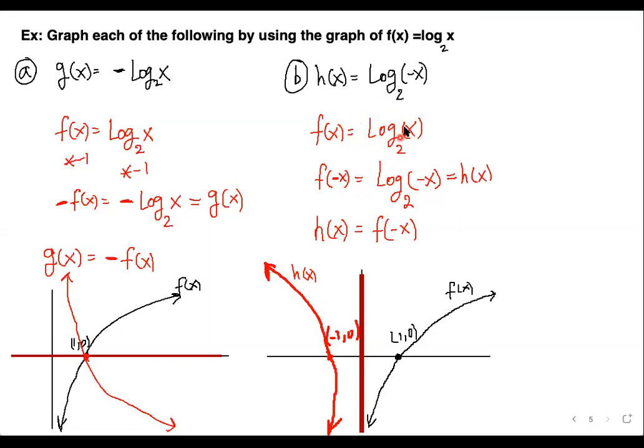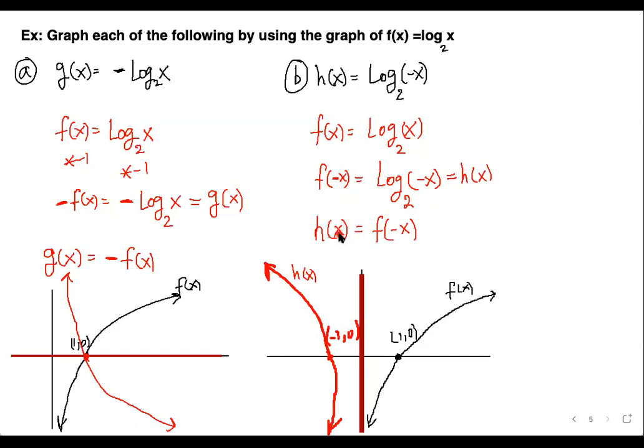Now we have to change something in this function to make it similar to h of x. If we plug minus x inside the function f, we get f of minus x equal the logarithm of minus x to the base 2. This is the same as the black one here, and this is equal to h of x. Now we can rewrite this as h of x equal f of minus x.